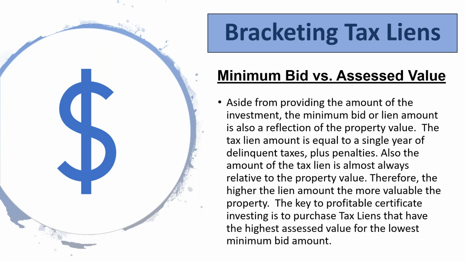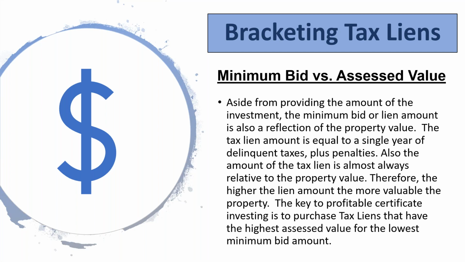So the first thing we're going to bracket when we're bracketing tax liens is really the minimum bid or the lien amount versus the assessed value, because that lien amount is a reflection. It's also the most common thing that we're going to use there, and it's how we determine the overall security of the investment. So if we can get those two numbers, we can generally determine if it's going to be a good deal or not.